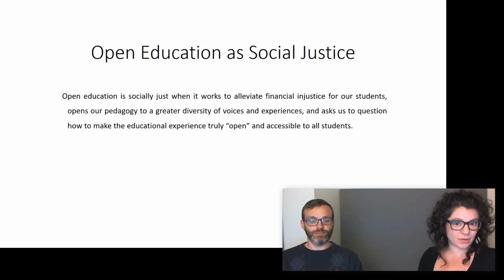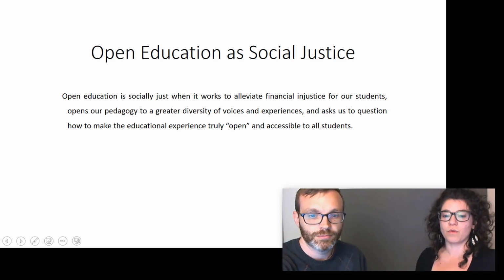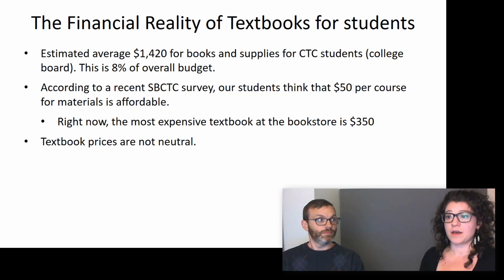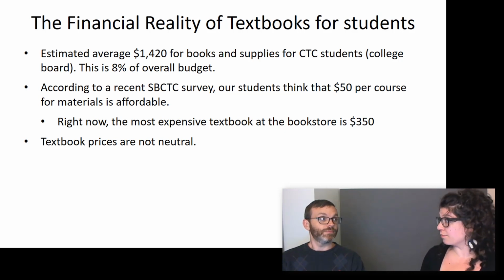Okay. So we have a slide here that's going to help us think through what students are currently experiencing with the cost of textbooks. At the moment, most students are spending approximately 8% of their overall budget on course materials. And that's not just education budget, that's like whole life budget. That's coming out of rent, grocery money, also tuition money. And the State Board of Community and Technical Colleges surveyed students in Washington State and asked what they thought of as an affordable textbook. And they said $50 per course was what they could afford. Meanwhile, at our college bookstore, our most expensive textbook is $350.